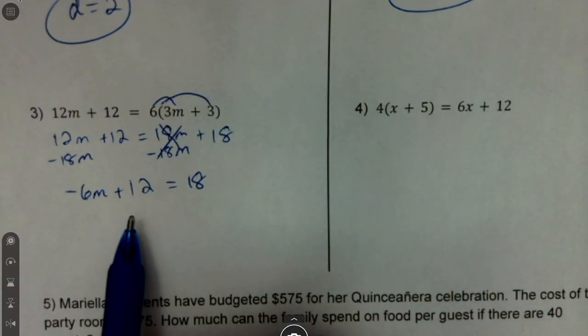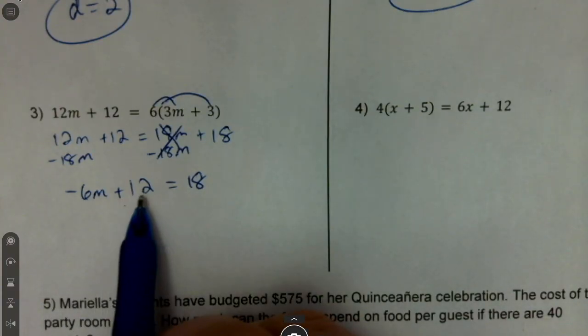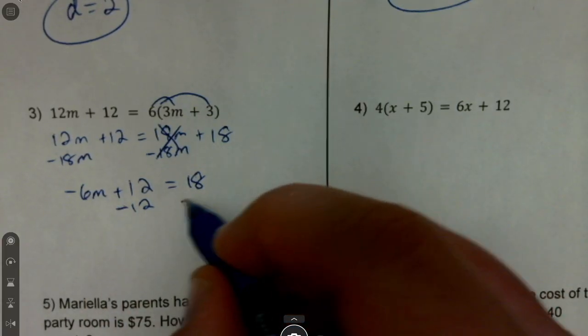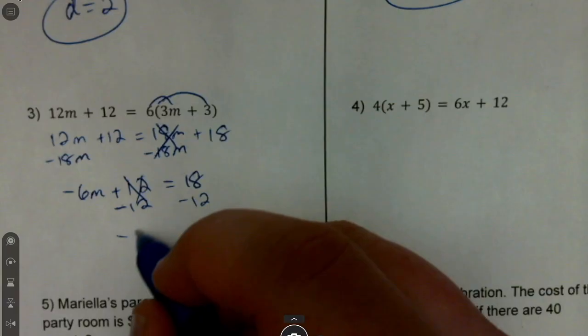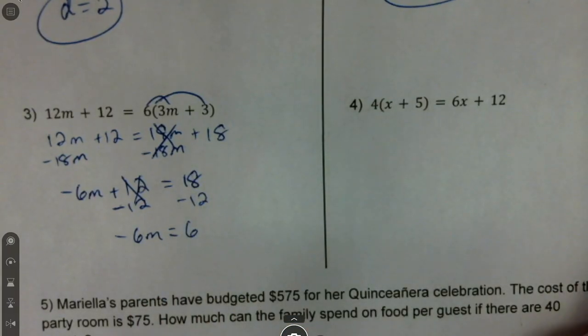And then we get to step 4, which is move the constant away from the term of the variable. So it's this 12 we want to move. So they're adding 12. We do the opposite. We subtract 12 from both sides. 18 minus 12 is 6.